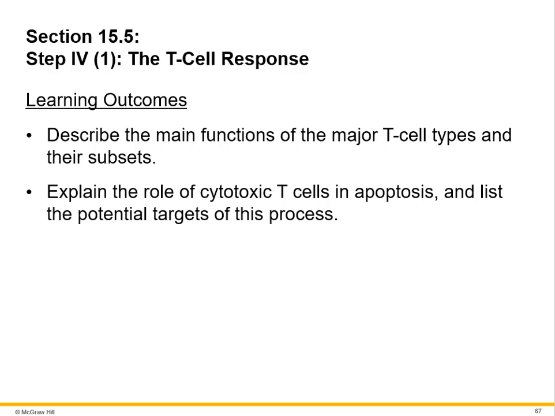So in section 15.5, we're going to look at step 4, and this first part here is the T cell response. And so we'll look at the main functions of the major T cell types and their subtypes, and the role of cytotoxic T cells in apoptosis. So a lot of this we've kind of gone over. We've seen several of these, and so we're just digging in deeper into step 4.